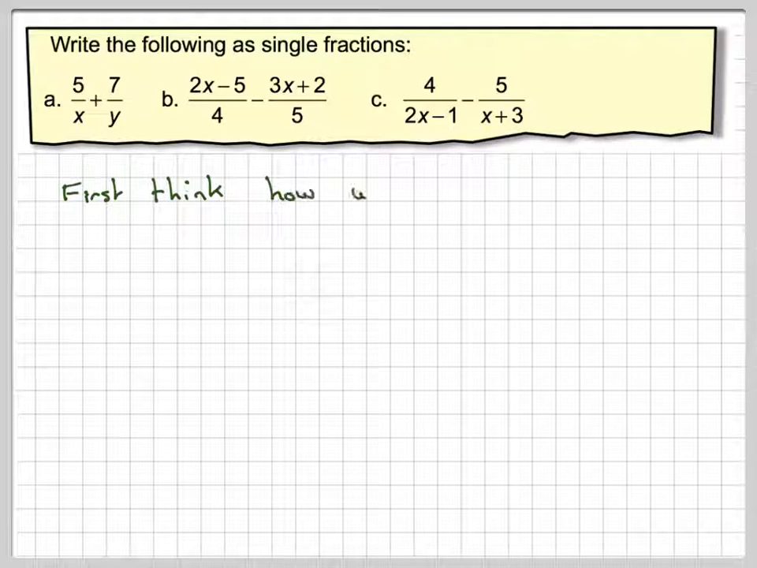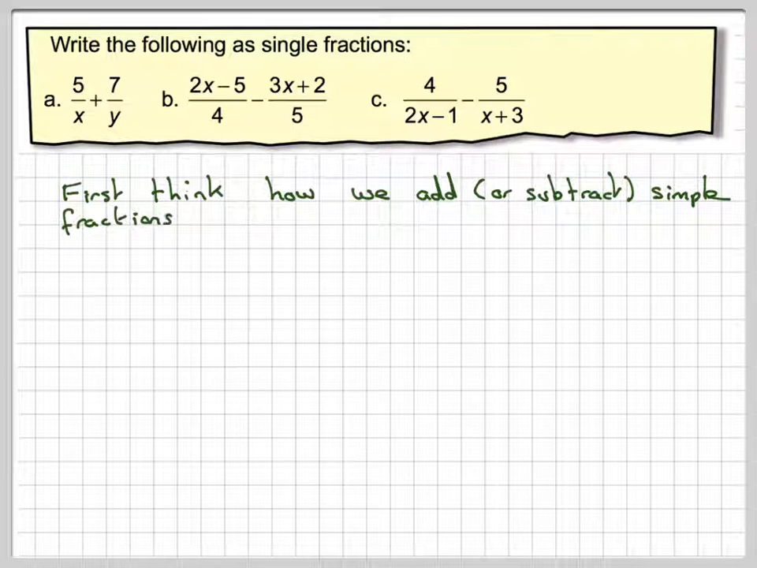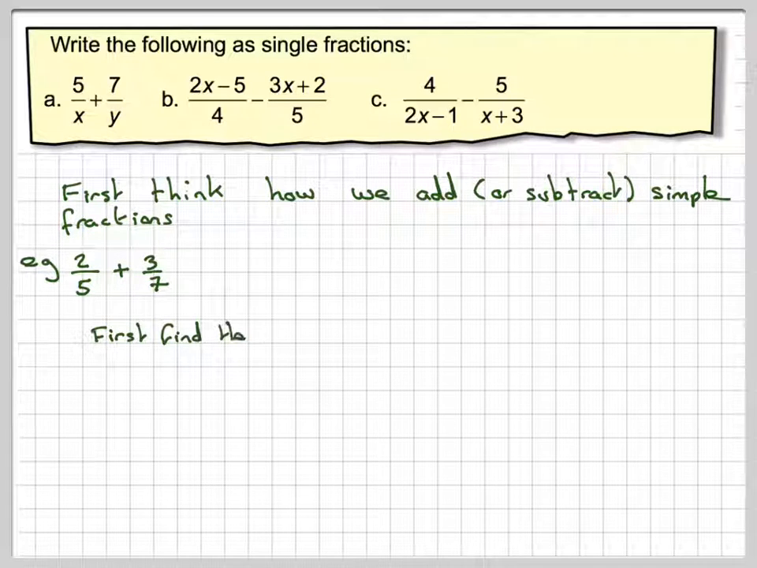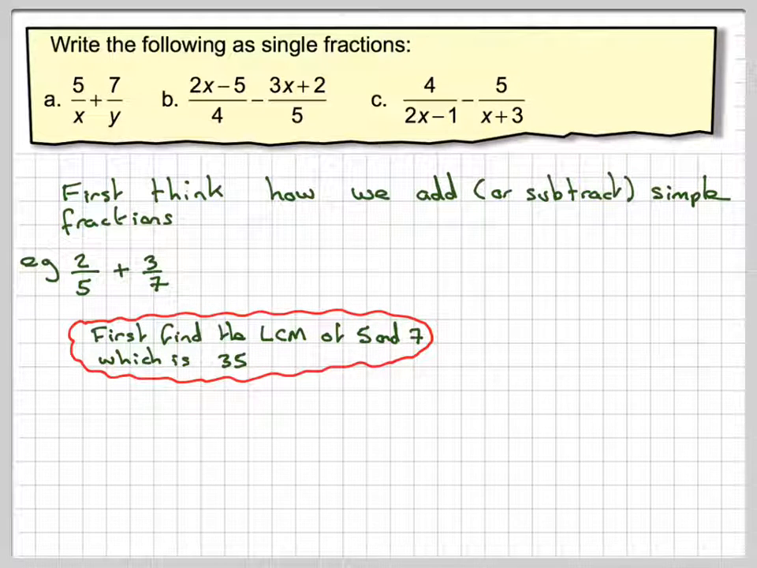So first what we need to do is think how we actually add or subtract fractions. Let's just do a little revision of that. So let's do a very simple one. Let's do 2/5 plus 3/7 and look at the process involved. First we look at 5 and 7 and we try to find the lowest common multiple of 5 and 7, which in this case is going to be 35. 35 is the lowest number which both 5 and 7 go into.